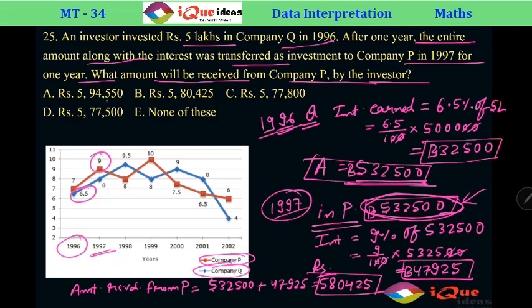Okay, look at the options. The second option is the correct answer, 5,80,425. So this was also a calculation based question primarily. Some questions will be direct, some questions obviously will have some calculation. All right, now let's take up the next set of questions.